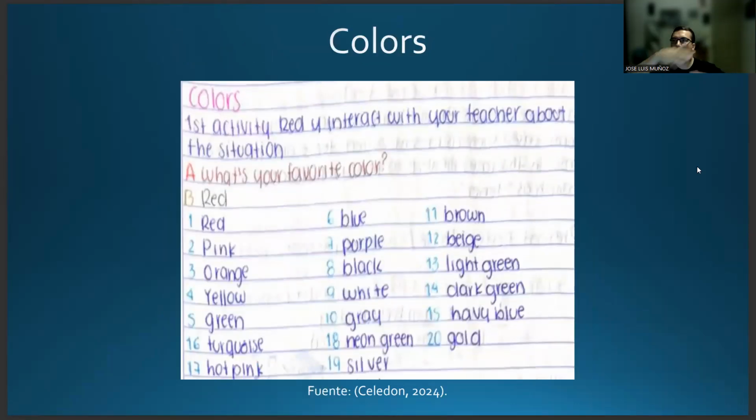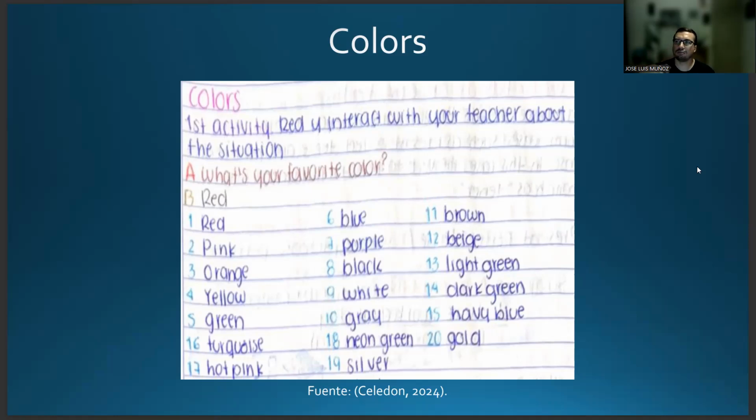Colors. In this case, we're going to talk about the colors. You have the red, the pink, the orange, yellow, green, turquoise, hot pink, blue, purple, black, white, gray, neon green, silver, brown, beige, light green, dark green, navy blue, gold.